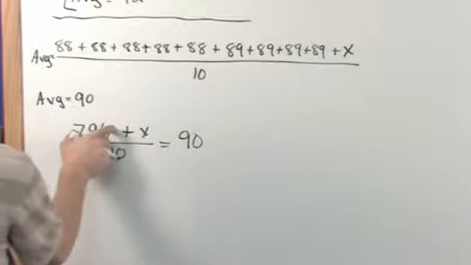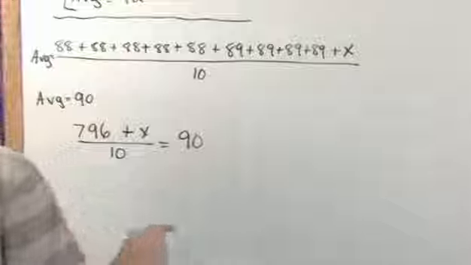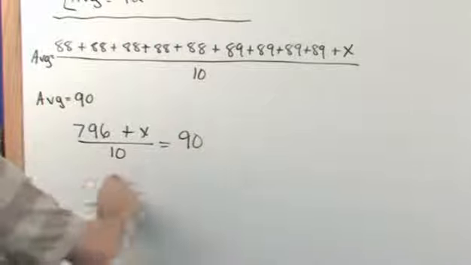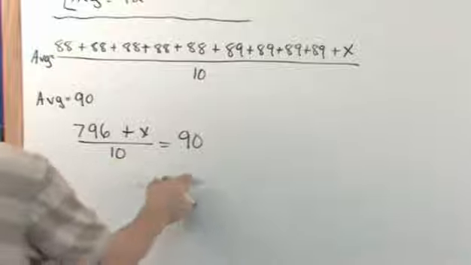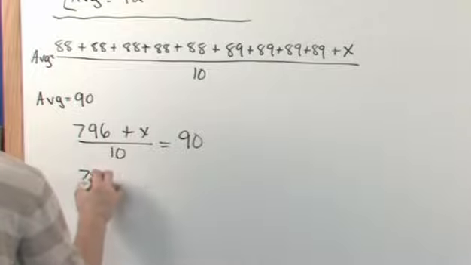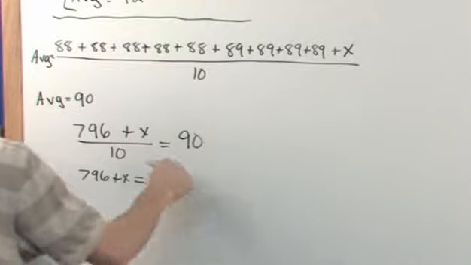Here's what everybody else did. Here's the total number of people in the class. X is our final grade. We don't know what it is, and we know we want it to equal 90. So how do we solve this? Well, you have a big fraction here. First thing we want to do is get this 10 over here. We do that by multiplying both sides by 10. So 796 plus X is equal to 900, because 90 times 10 is 900.